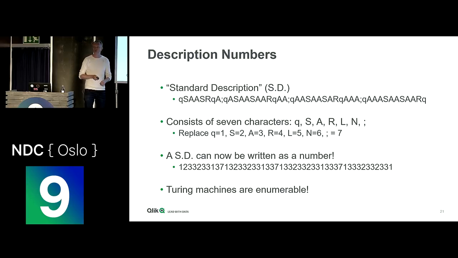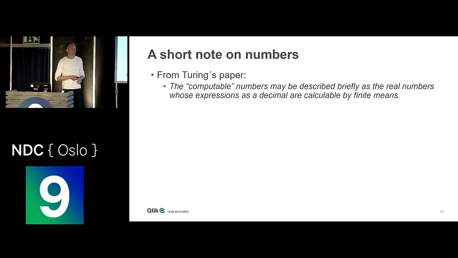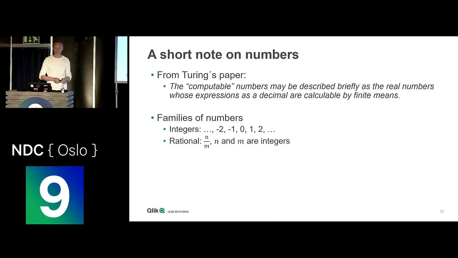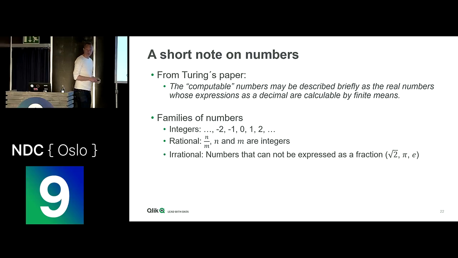Now we're going to turn a little to numbers and some of the mathematics behind this. So he says in his paper, the computable numbers may be described briefly as the real numbers whose expressions as a decimal are calculable by finite means. So we're going to look a little at those families of numbers that we have. First of all, we have the integers, the whole numbers, those are pretty basic. Then we have the rationals, which we talked briefly about earlier, which can be defined as any number that can be expressed as the fraction of two integers. Then we have the irrational numbers, which are all the other numbers. And the combination of the rational numbers and the irrational numbers, those are the real numbers. Those are all the numbers there are.